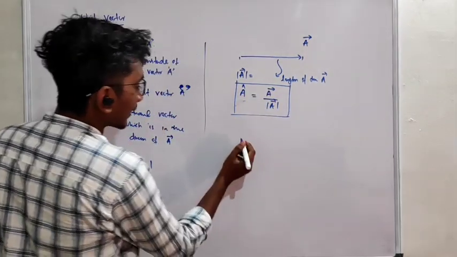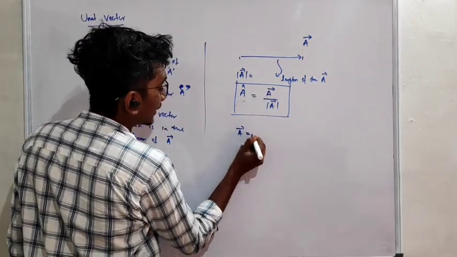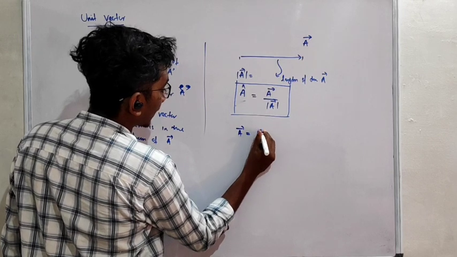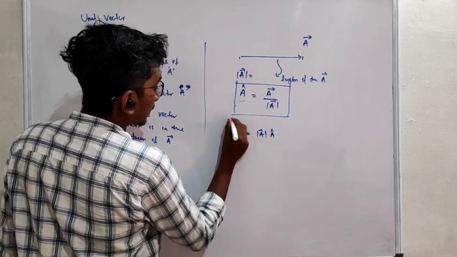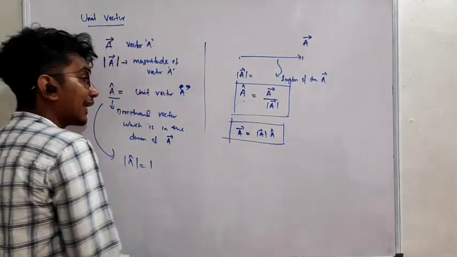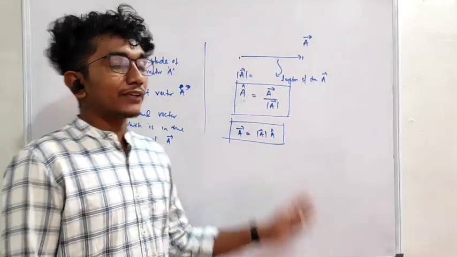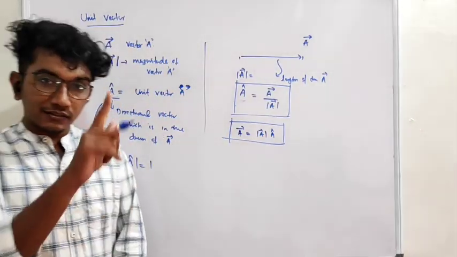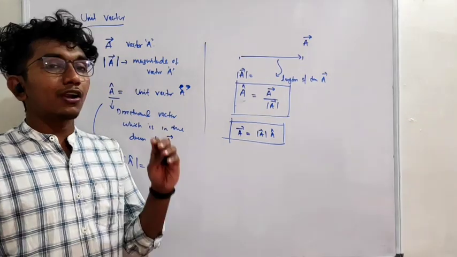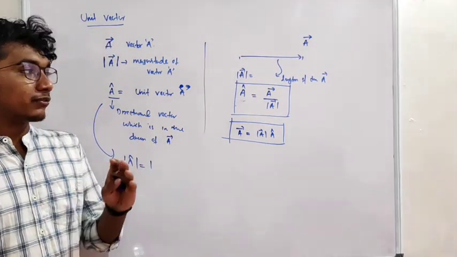So this is what is a directional vector. Also I can write vector A as modulus of vector A into A cap. So we call it A cap. And how much is the magnitude of A cap? 1. It's a unit. That is why we call it a unit vector.